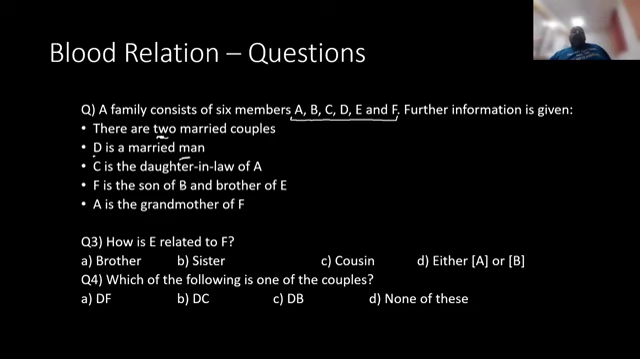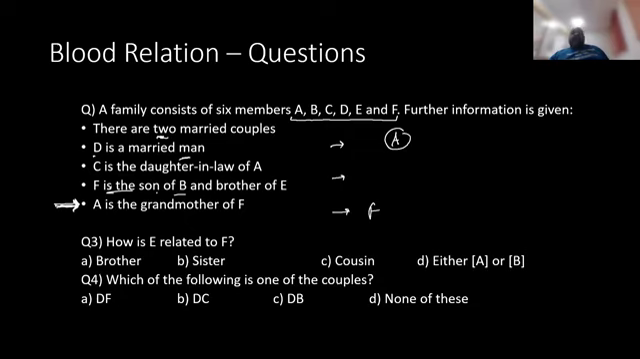F is the son of B and brother of E. F is the son of B, daughter-in-law of E. If I start from the last statement, I am sure, almost sure, of the number of generations. A is the grandmother of F. Therefore, there have to be 3 generations. 1, 2, 3. A being the grandmother of F, A being the mother, we know the gender.